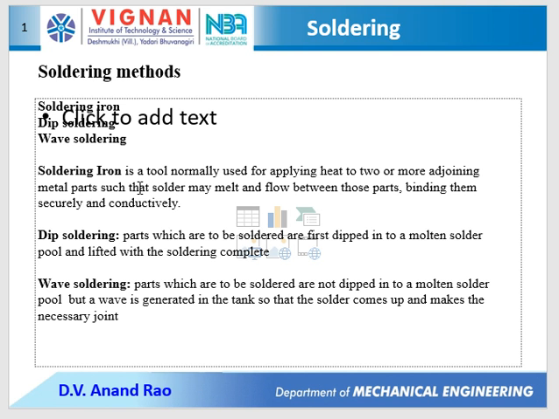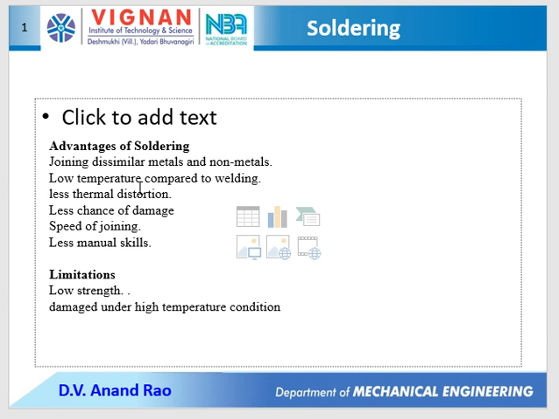Next method is wave soldering. In case of wave soldering, parts which are to be soldered are not dipped into the molten solder pool, but a wave is generated in the tank so that the solder comes up and makes the necessary joint between the two metal pieces. Next one is advantages of soldering.